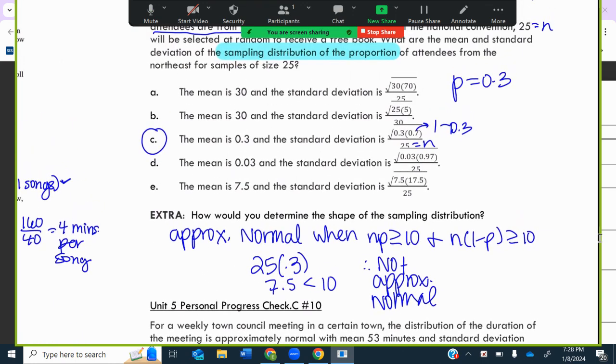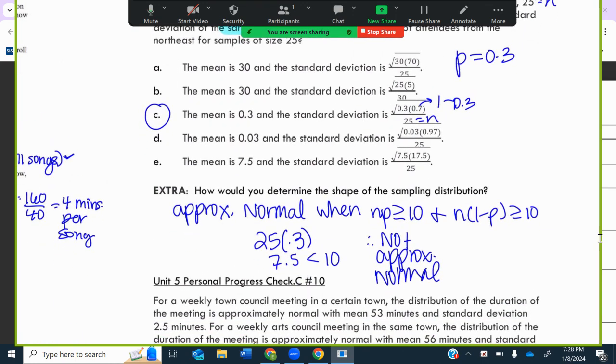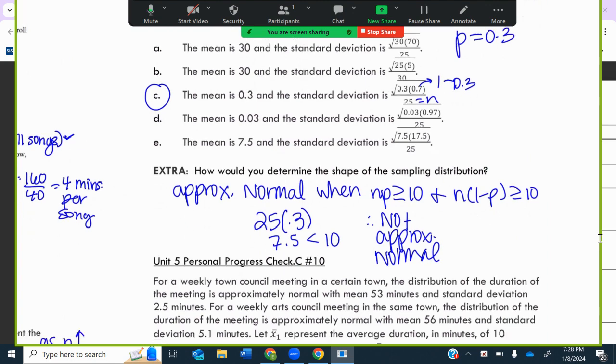Notice that's not what the question asked, so we added that just to get to practice doing n times p and n times 1 minus p. If anything is not true, then we would say it's not approximately normal. And we don't have to worry about the other type of shape right now.